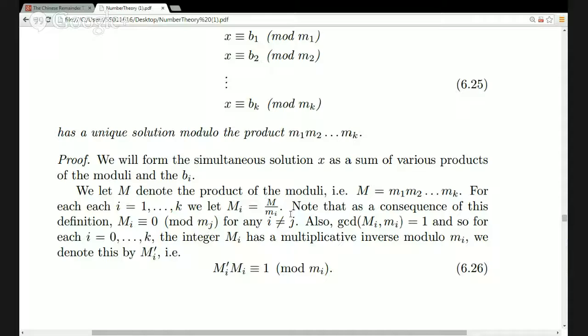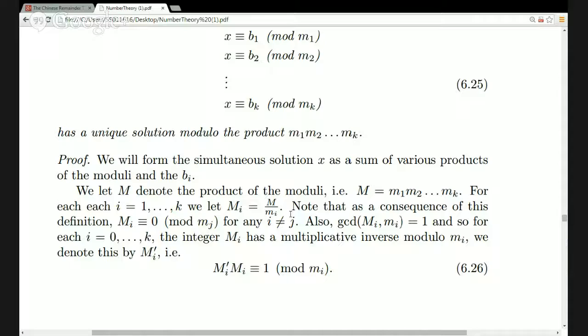M3 prime is the inverse of 15 modulo 7. You shoot it down. What is it? 1. Yes, 15 is congruent to 1 modulo 7, so it's its own inverse. So it is 1. That's nice and simple. My M1 prime is 2, my M2 prime is 1, my M3 prime is 1.